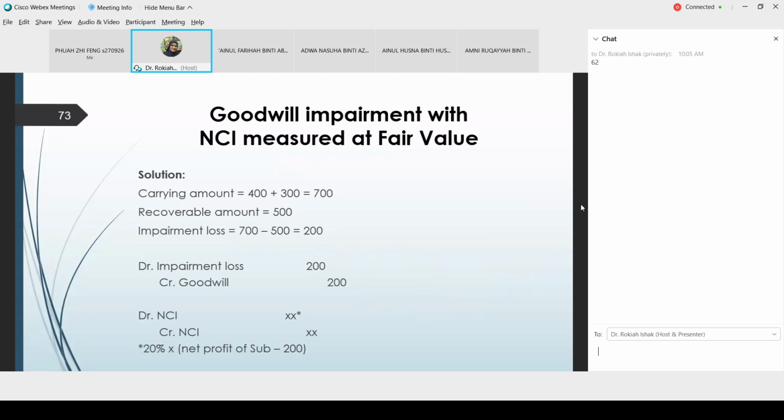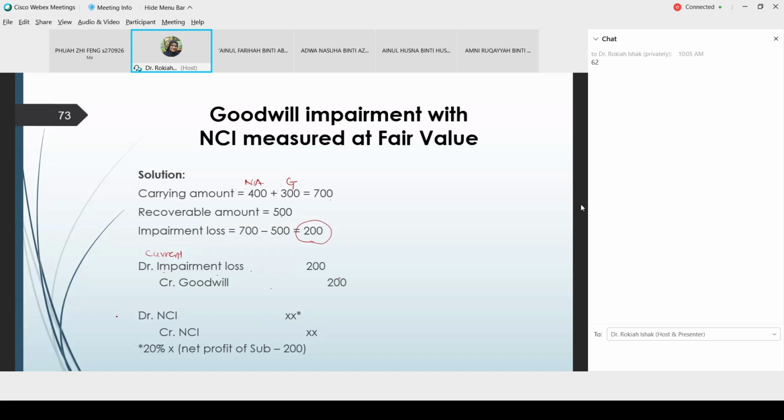Okay, so the carrying amount you have is 700. We already calculated this one is NCI and this one is goodwill, so altogether we have 700. Recoverable is 500, so the impairment loss is 200. So debit impairment loss and then credit goodwill. This is in the current year of impairment. Current year: debit impairment loss, credit goodwill.